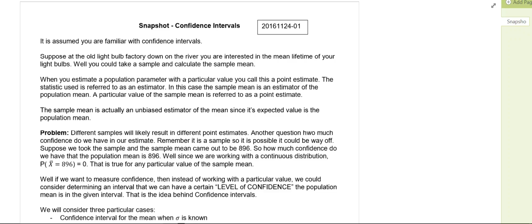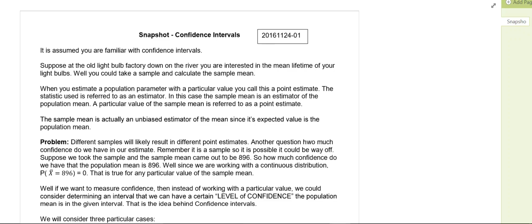All right, and those 3 particular cases are, let me get my table moving here, if I can do that. Okay, we got the table moving.